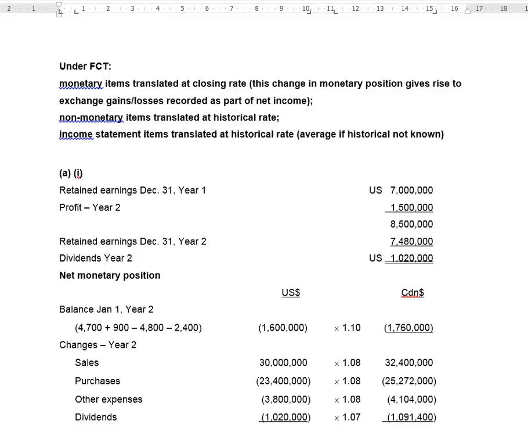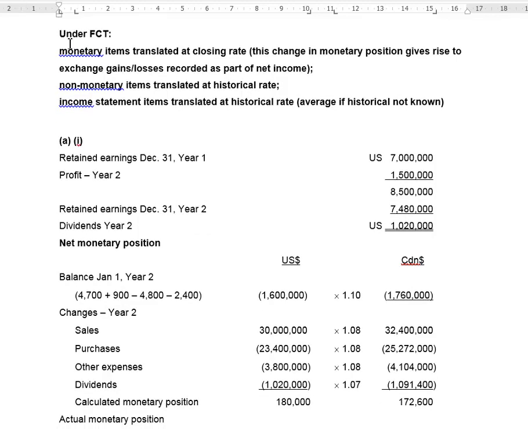That method is probably the more complicated of the two. It requires a little more detail. And so I thought that it might be a good idea just to repeat some of the rules when you're making the assumption that the functional currency is that of the parent or the domestic company, which in our case is the Canadian dollar. That's what the FCT method says.